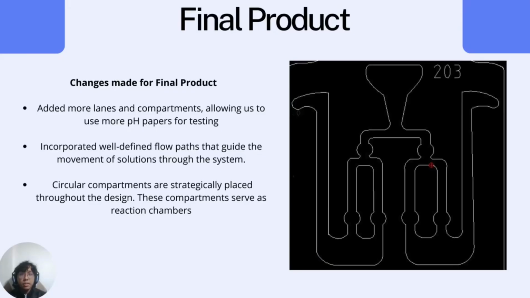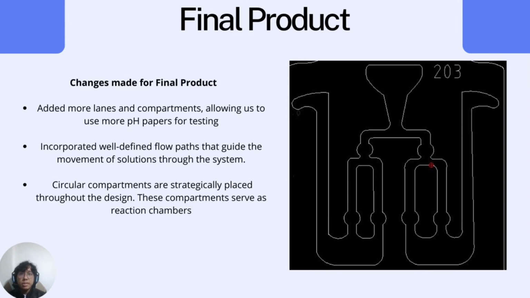For our final product, we have made several key improvements to our design. Firstly, we have added more lanes and compartments, which allow us to use more pH papers for testing. This significantly increased our testing capacity. We also incorporated well-defined flow paths that guide the movement of the solutions through the system, ensuring a smoother and more accurate flow.